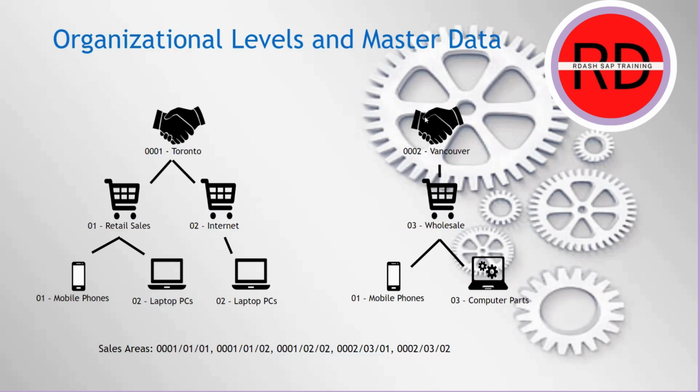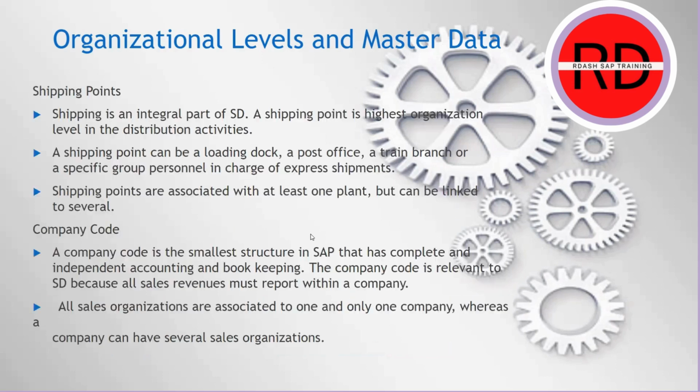Then 00020301, 00030303. This is one. These are the sales area I am talking about. The sales area is nothing but the combination of the sales organization, distribution channel, and division. So based on that, we are going to do this.